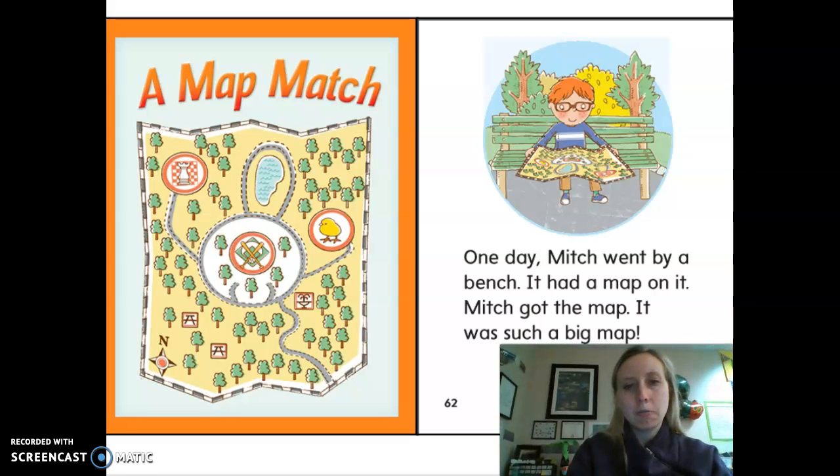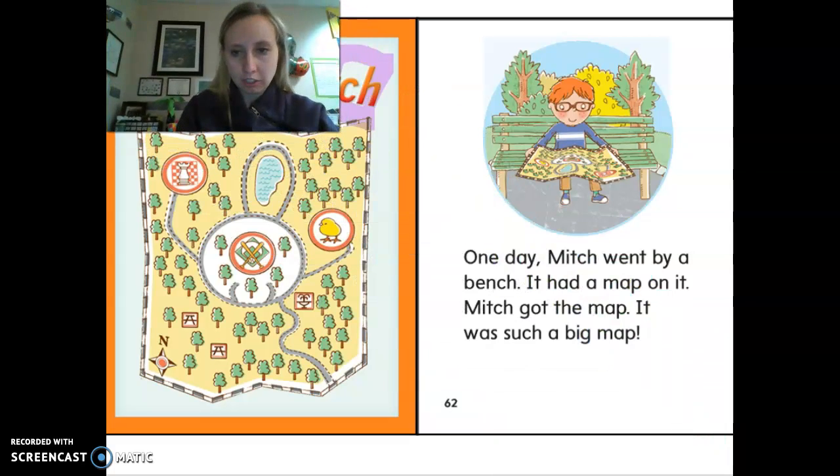Okay, here we go. Map, match. Oh, there's my ch digraph. Okay, let's look at these words. I see some sight words. I see ch, ch, ch. Okay, let's read it together.